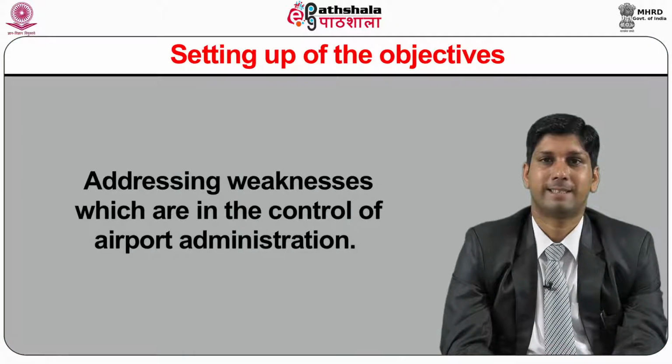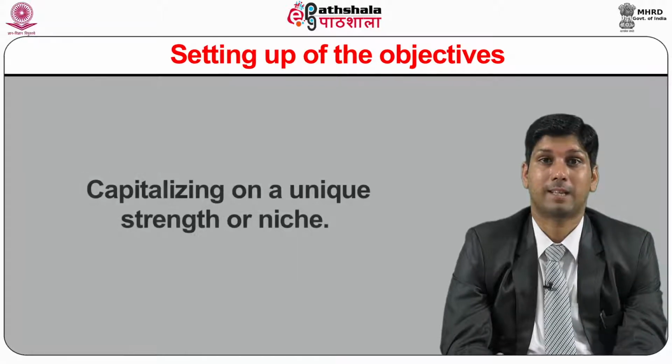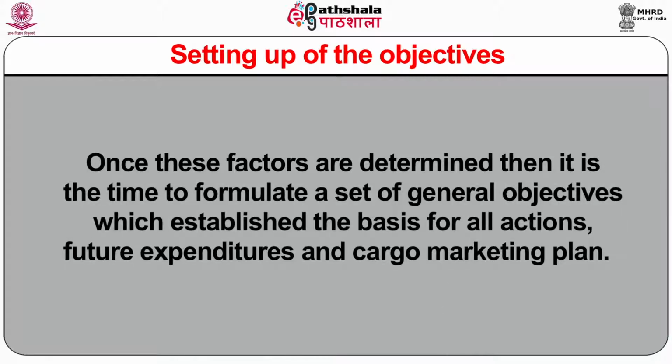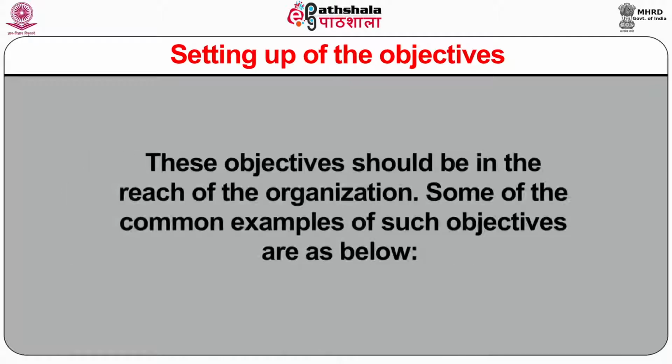Keep in mind that the marketing plan should have a clear strategy focus, such as addressing weaknesses which are in the control of airport administration, and then capitalizing on a unique strength or a niche product. Once these factors are determined, it is time to formulate a set of general objectives which establish the basis for all actions, future expenditures and the cargo marketing plan. These objectives should be within reach of the organization. Some common examples of such objectives are as follows.